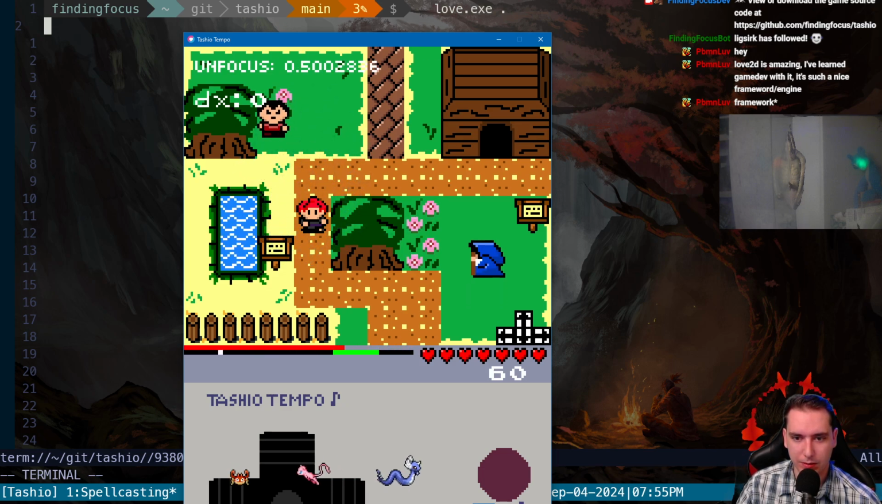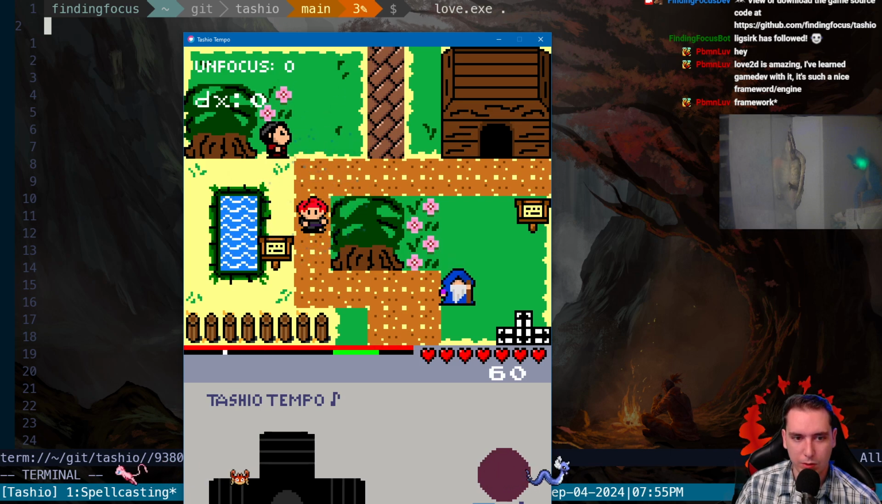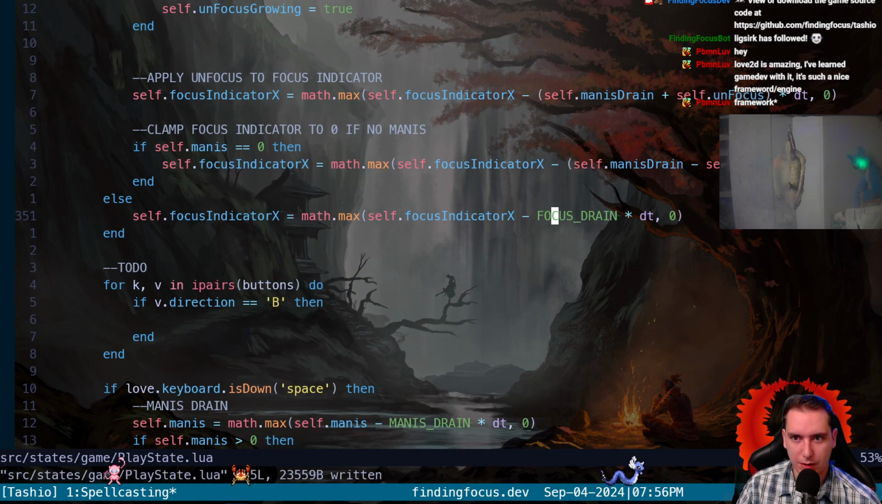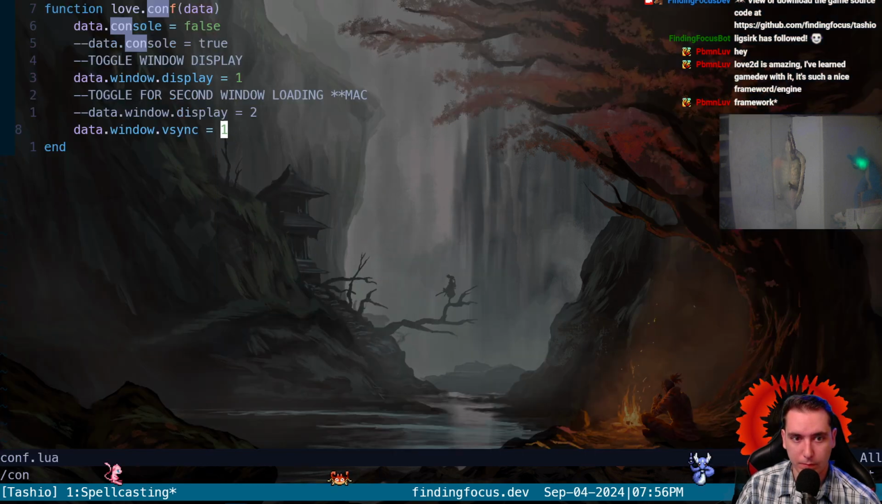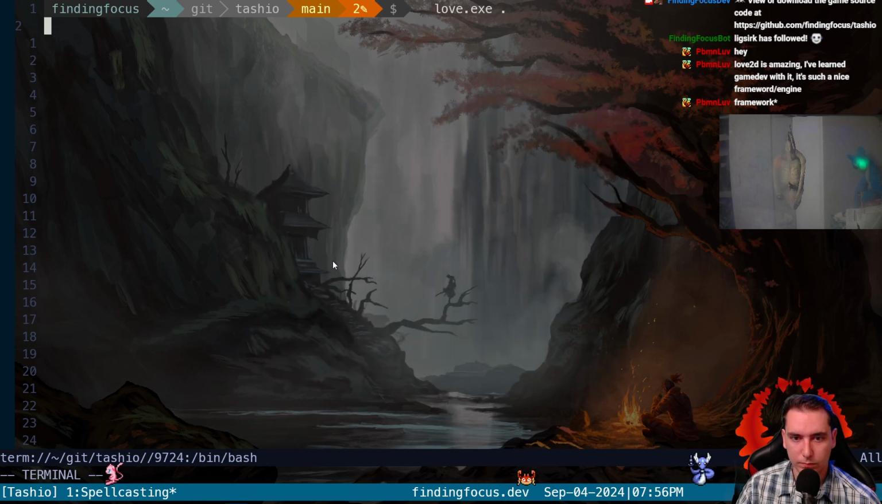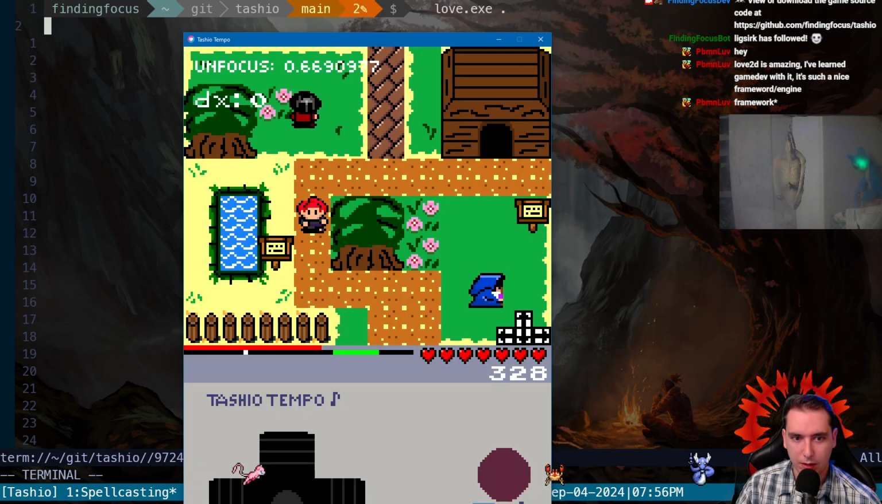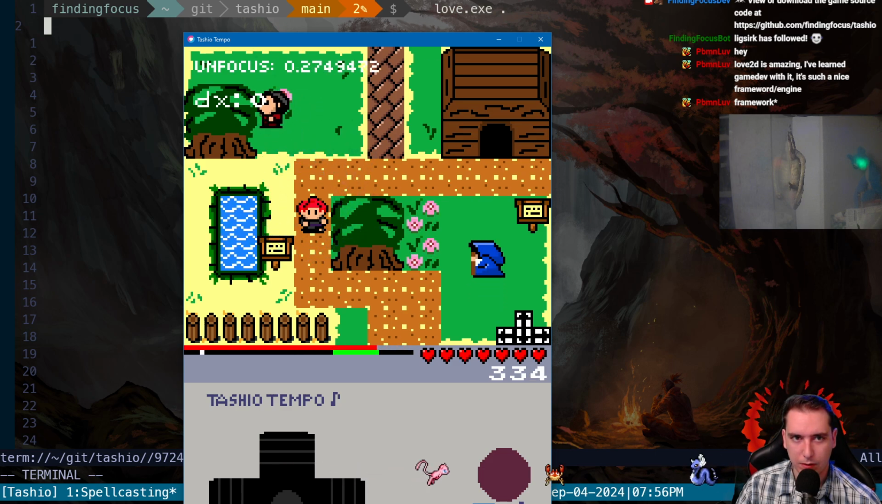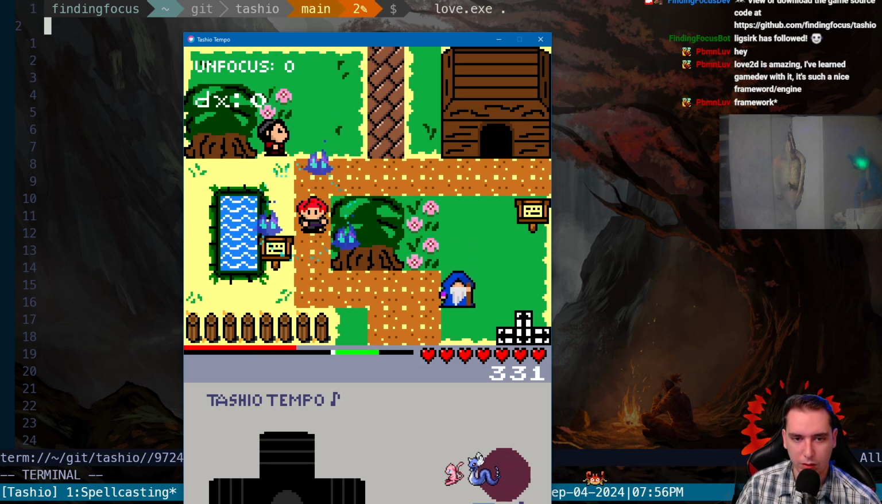Let's see if this is about the same with VSync disabled, which it should be because we're scaling things by delta time now. Okay, now we're running at 330 frames per second. It looks like it's growing. It looks the same. I didn't do the old timer thing, but it's looking good.